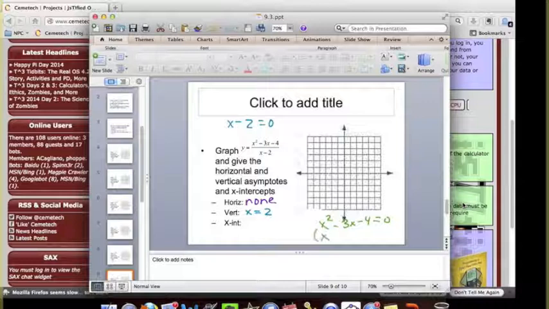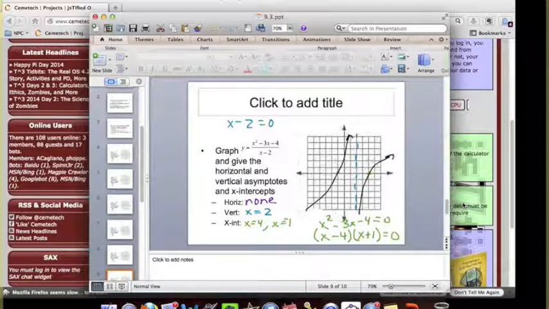I'm going to solve by factoring. This is x minus 4 and x plus 1. So they multiply to negative 4 and add to negative 3. Which means my answers are 4 and negative 1. And then, hold on just a second. When you graph it out in your calculator, you're going to see, it's kind of like this. Okay, so you just sketch that in.